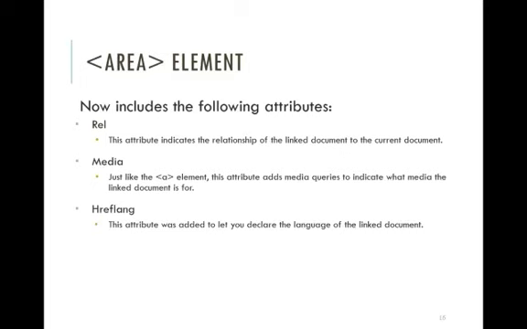The area element now includes the following attributes. REL is the attribute that indicates the relationship of the linked document to the current document, whereas media will just add a media query to indicate what kind of media the linked document is for. hreflang is the attribute that will let you declare what kind of language the linked document is in.